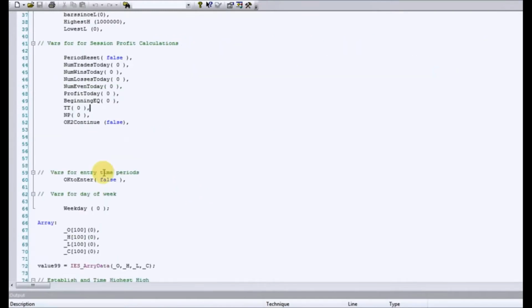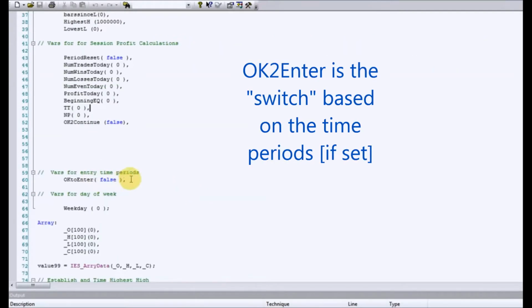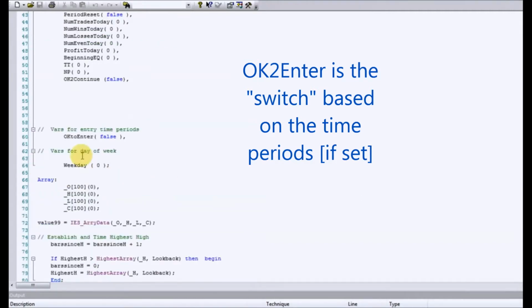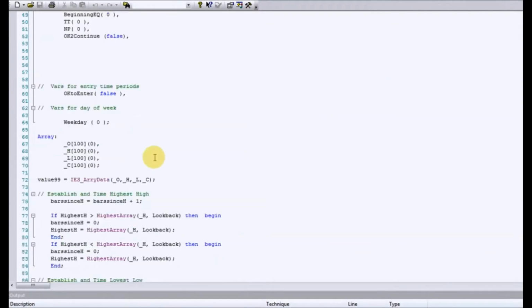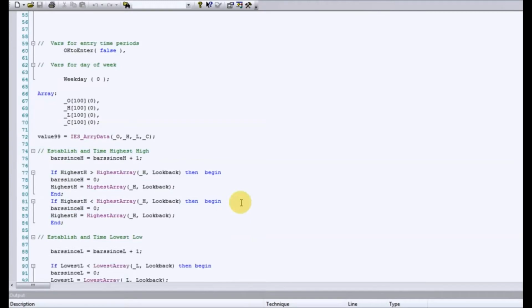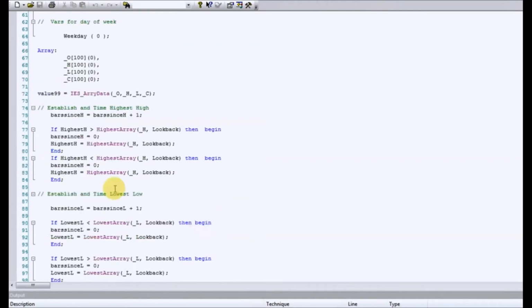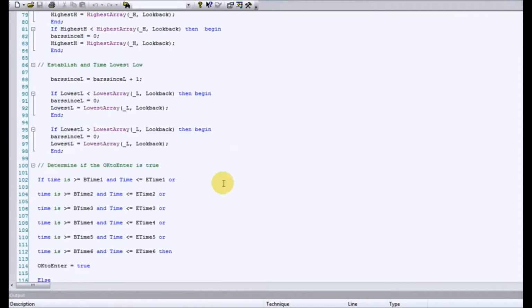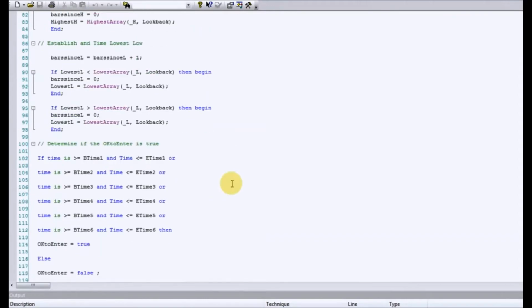Okay. And then the OK to enter is my switch that looks at the time periods to see if it's OK to enter. So I have two switches, OK to continue trading and OK to enter, right? And then I have a weekday variable because I want to know what day of the week it is. I want to exit on Fridays, right? And then I have my array. I've got to establish what my highs and lows are, the lows and the highs. Now, here's where I want to look at whether it's within the time periods I'm allowing, right?